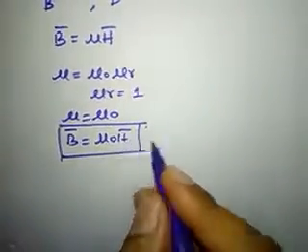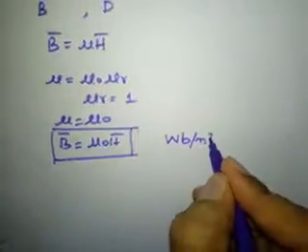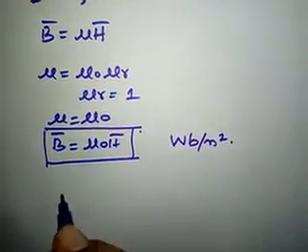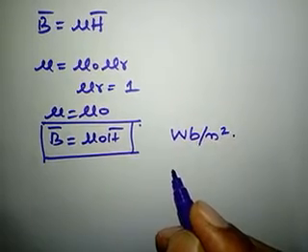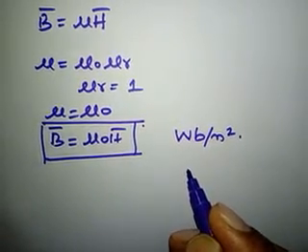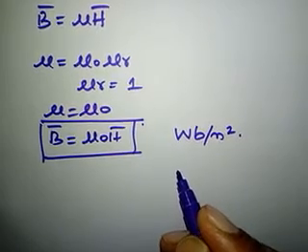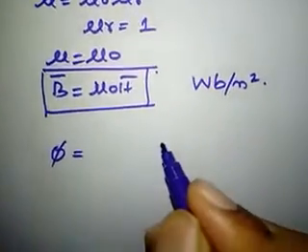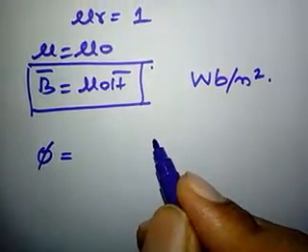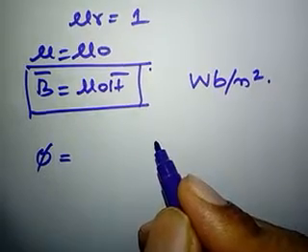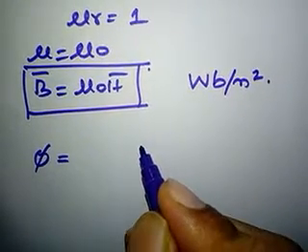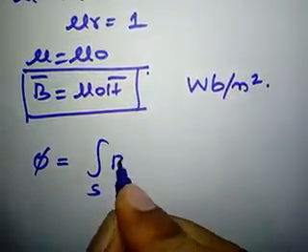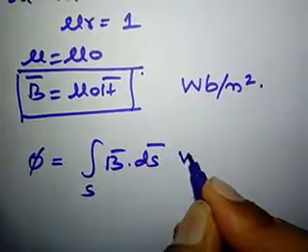This magnetic flux density has the units of Weber per meter square, that is, the flux passing per unit area is called the magnetic flux density. If the flux passing through the unit area is not exactly at right angles to the plane consisting of the area, then flux phi is given by phi is equal to surface integral B bar dot ds bar Webers.